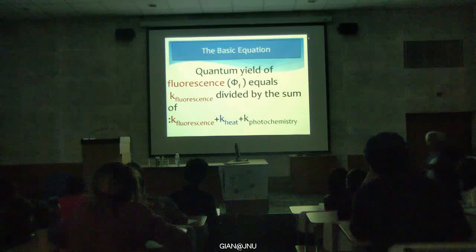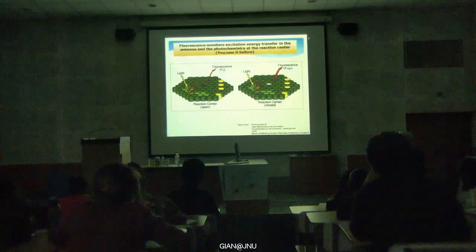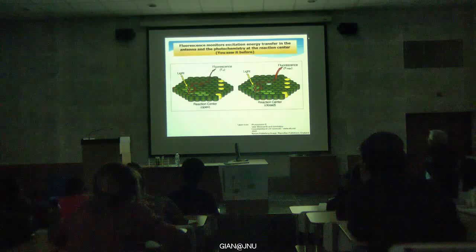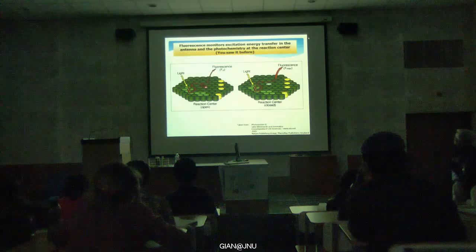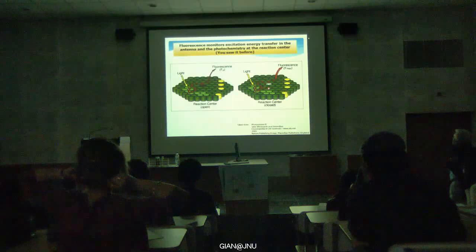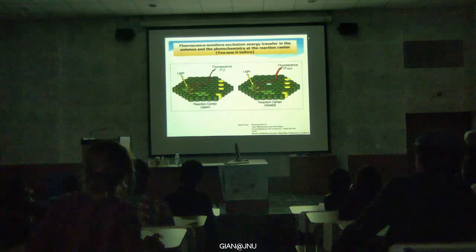So I showed you this slide to emphasize that when you have the antenna, and this is, let's say, the P680, the reaction center, when it is open, you have a certain amount of fluorescence. And when it is closed, it is different. So this is just a diagram to make the point. This is one of my reviews. I showed you this picture and I repeat, and there was a question about the equation. So today I brought the equation for you.